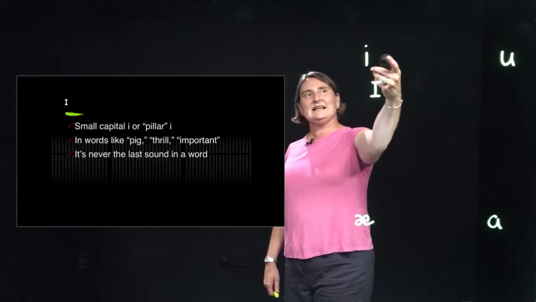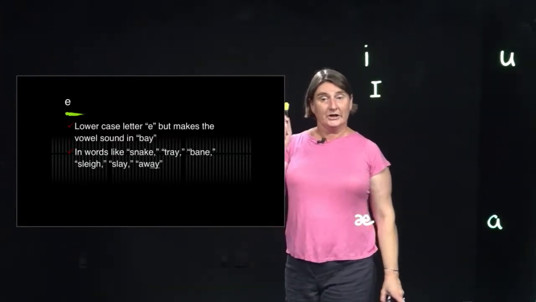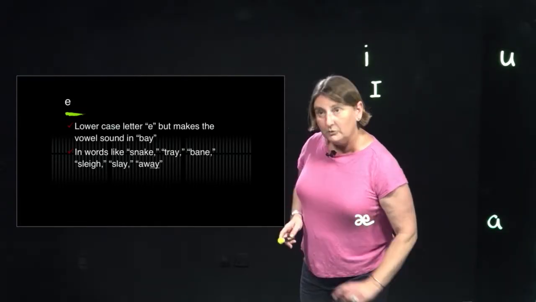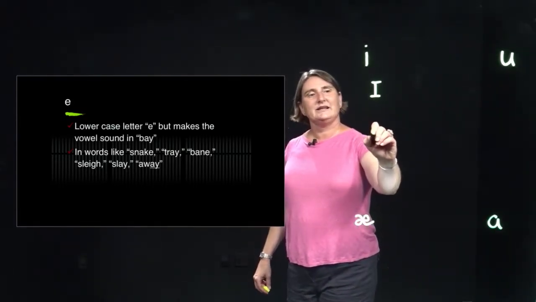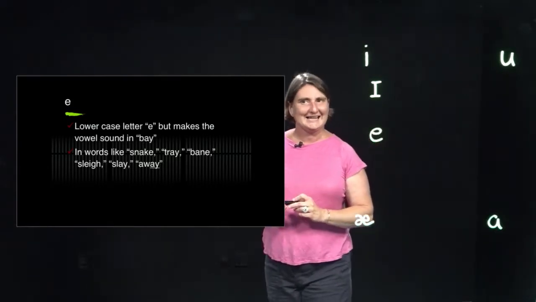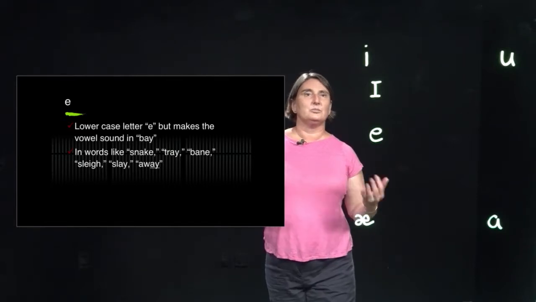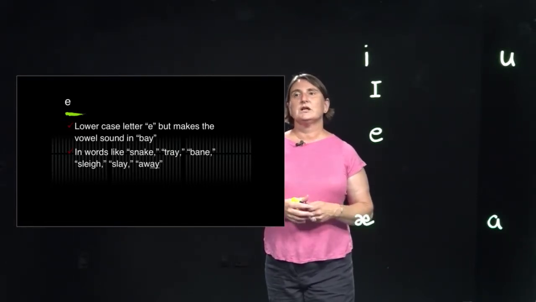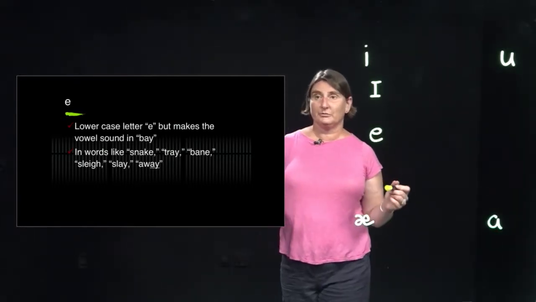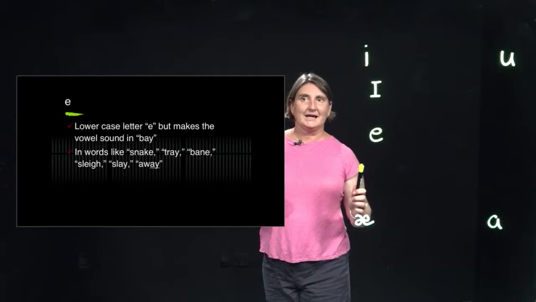All right, now we're moving down. We are moving down, and now this is the letter E, which we know, but the sound that it makes is an A sound, like in the word bay, or play, or snake, or bane. Okay, this can be hard to remember. So this letter E makes an A sound.